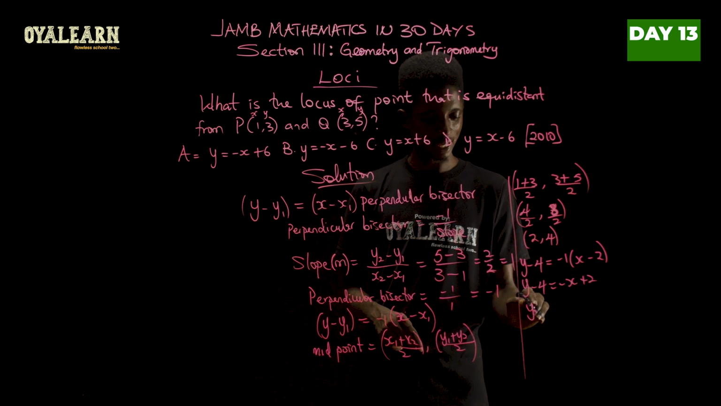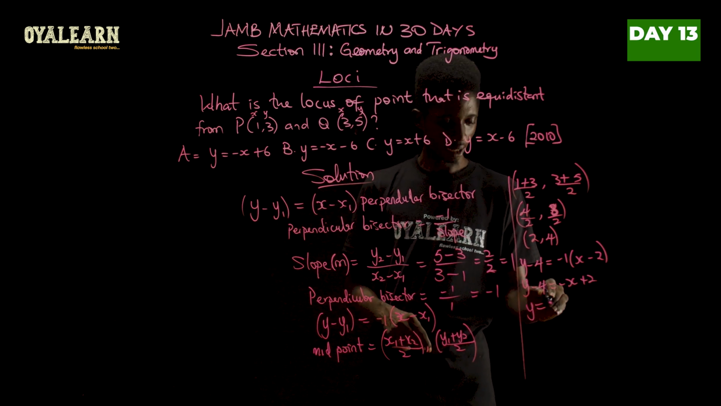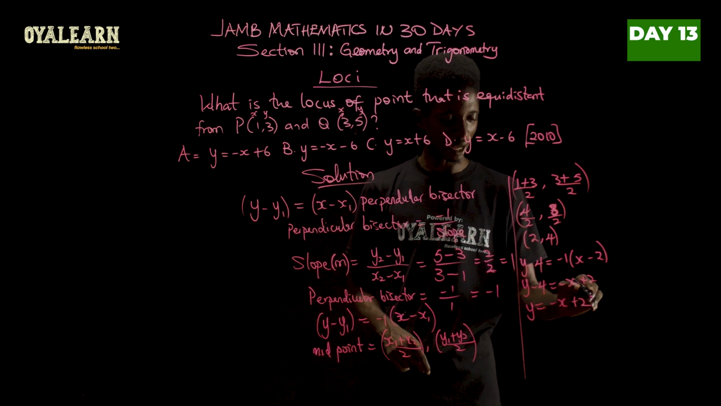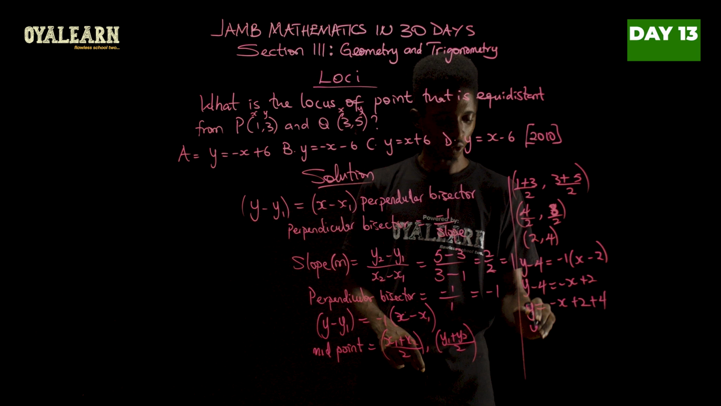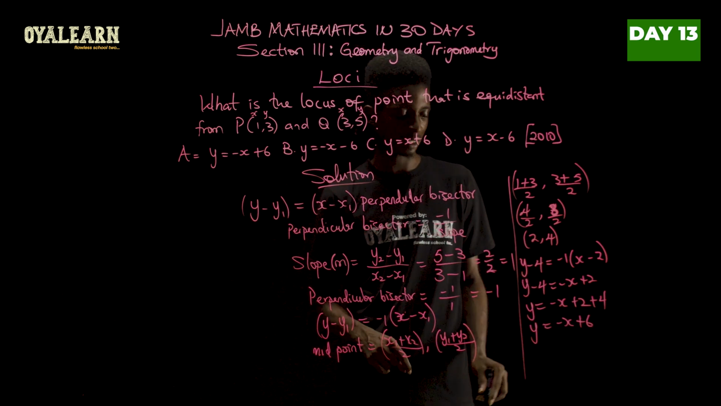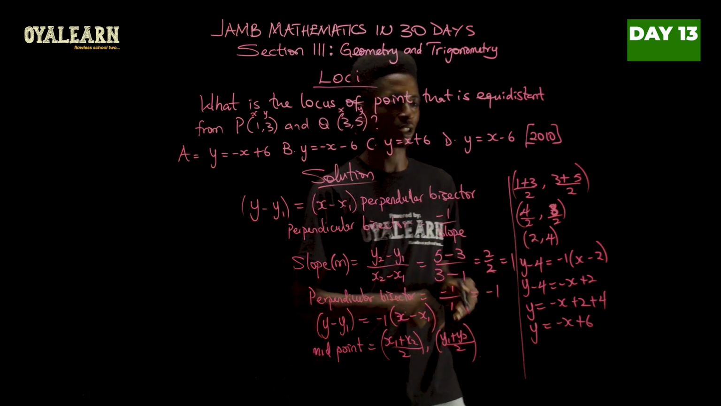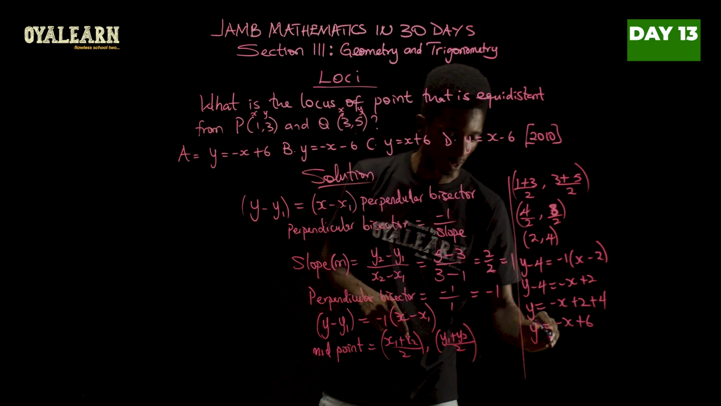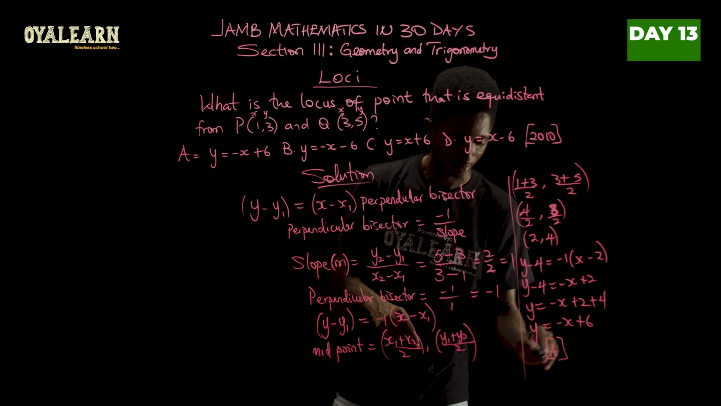So from here we see y minus 4 equals minus x plus 2. Now when minus 4 comes to this other side, we have it as plus 4. So y equals minus x plus 6. Now we compare this with what we have in the options, and we see that it is the same as option A. So our answer is A.